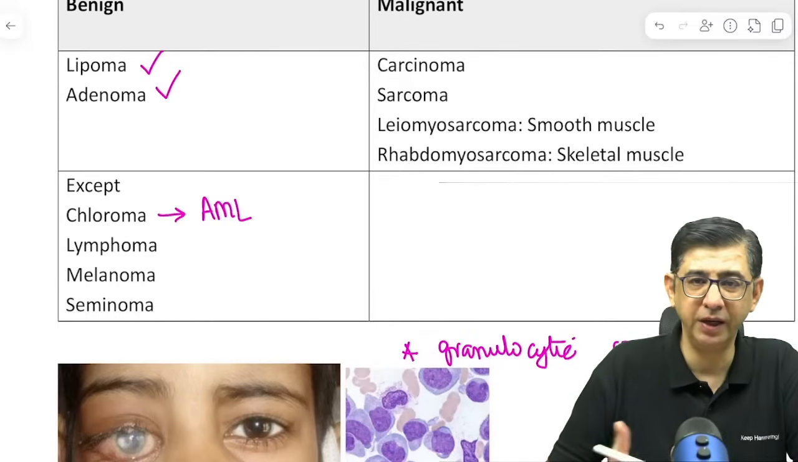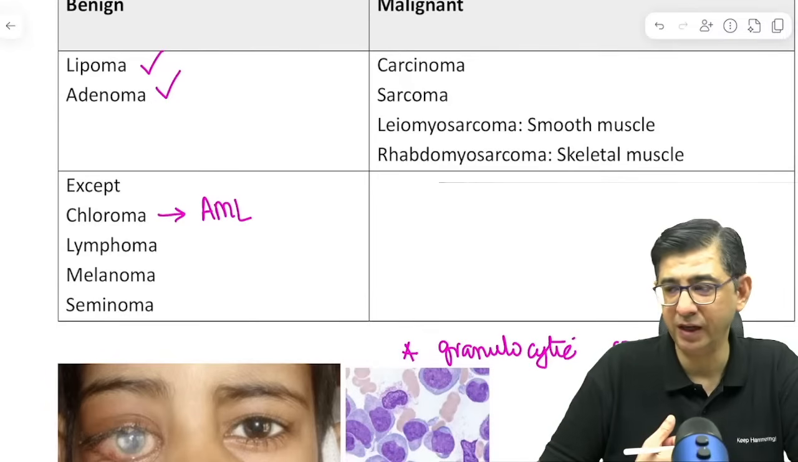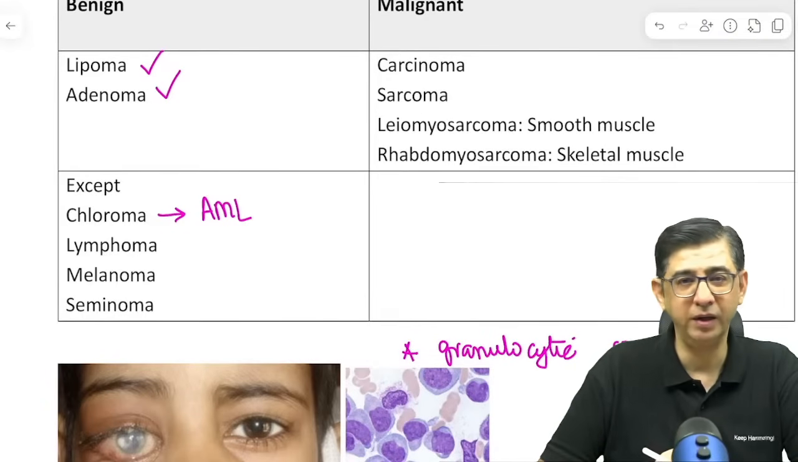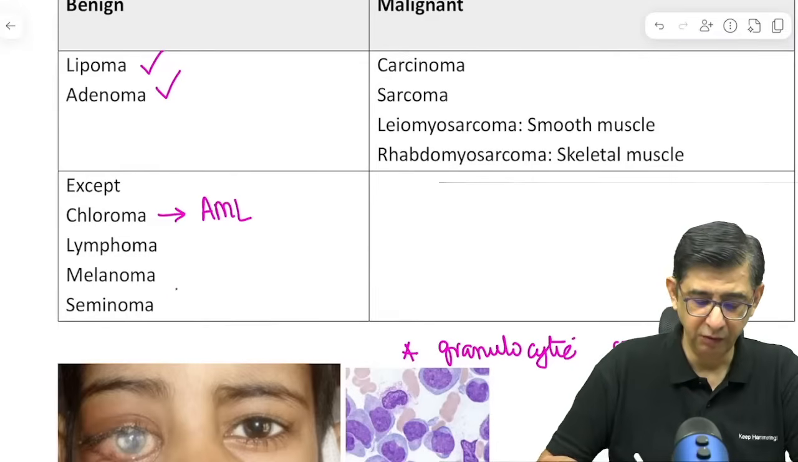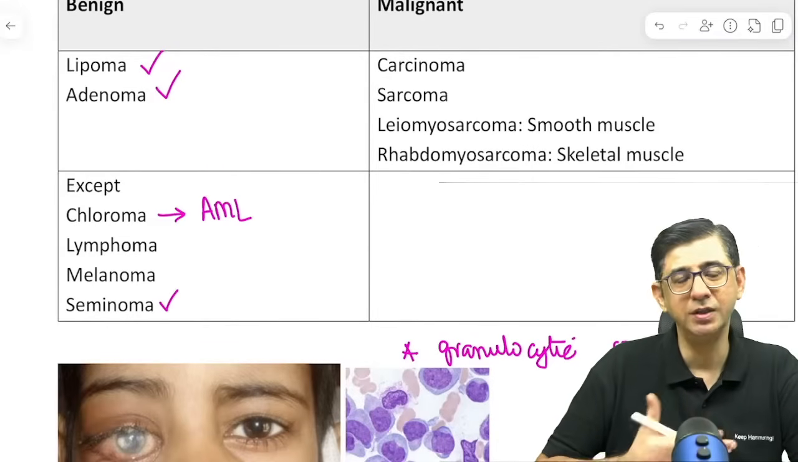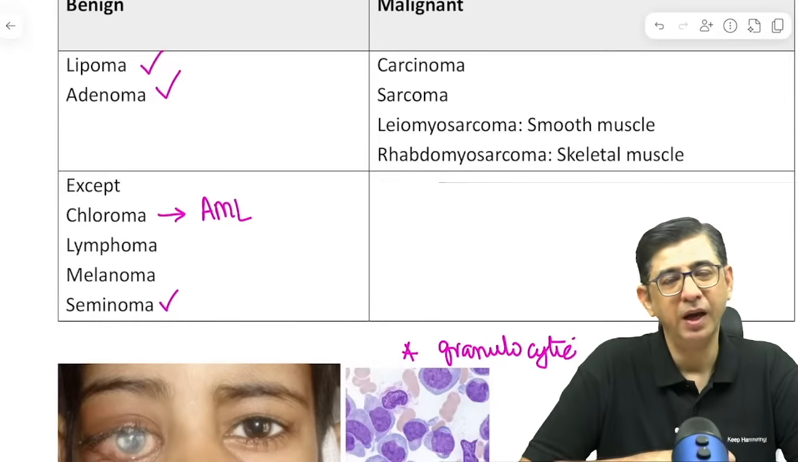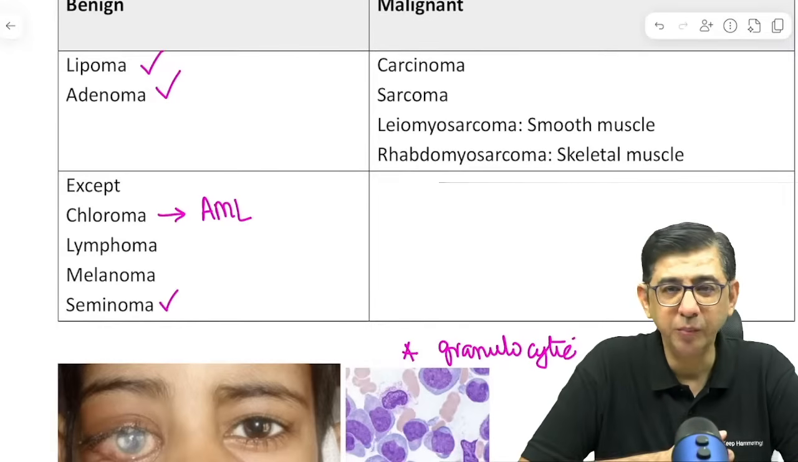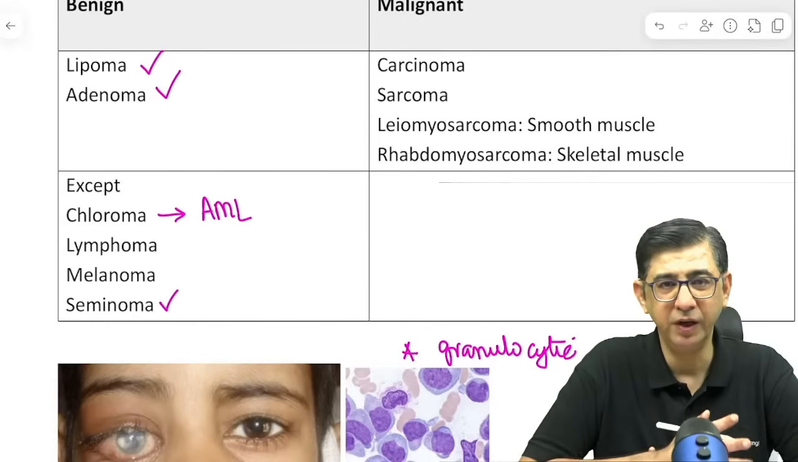Then lymphomas again can disseminate both hematogenously as well as via lymph nodes. So does melanoma. Seminoma again can spread via lymphatics. In fact, seminoma is usually asked with the undescended testis, and that cut potato appearance and fried egg appearance that we talked about in the earlier discussion is very classical.